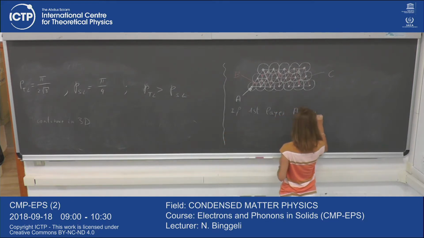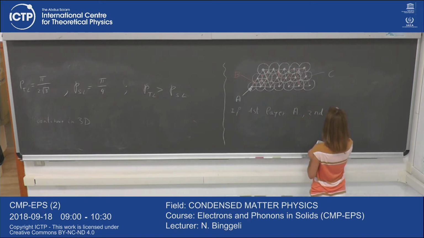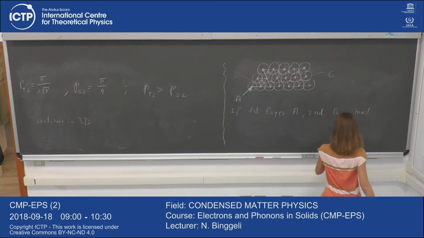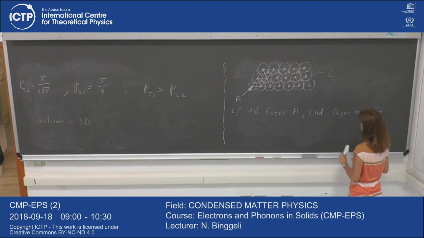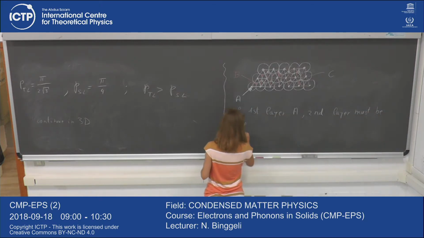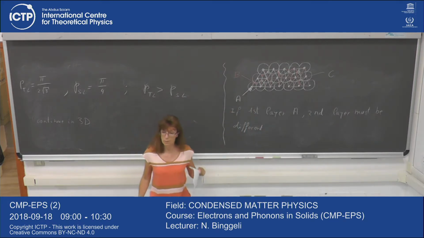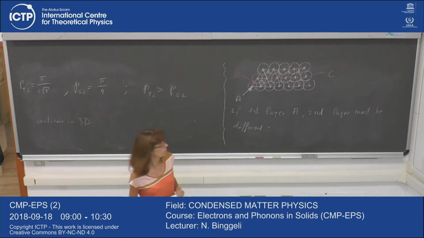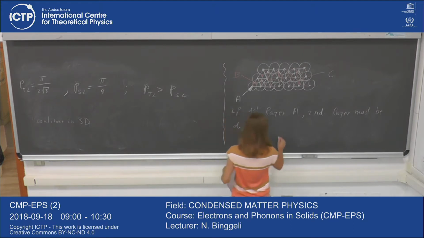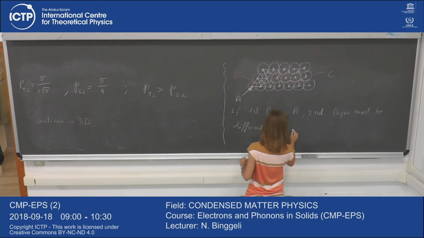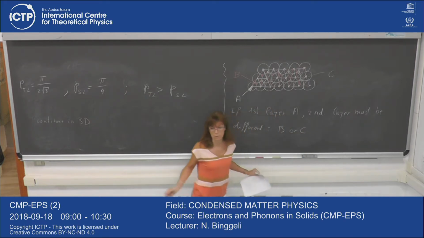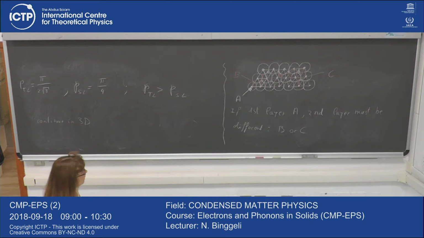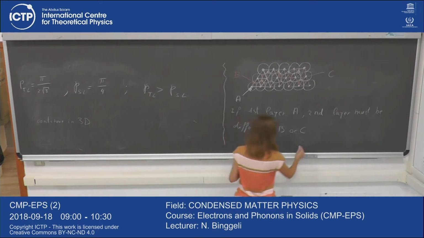The second layer must be different. It must not be A, it can be either B or C. So it must be different from A because that's a poor packing. So it should be either B or C, and this is equivalent. So this is for the second layer.